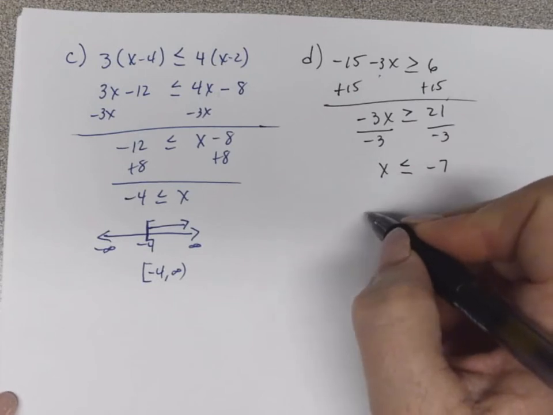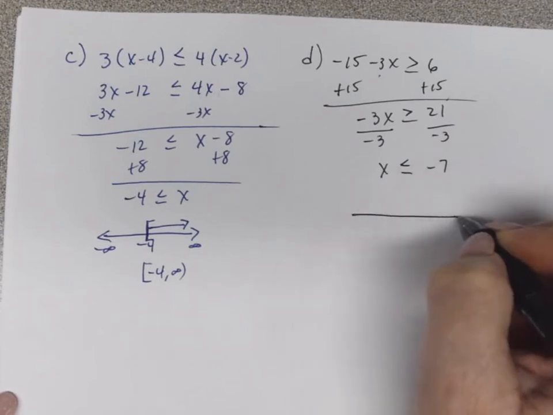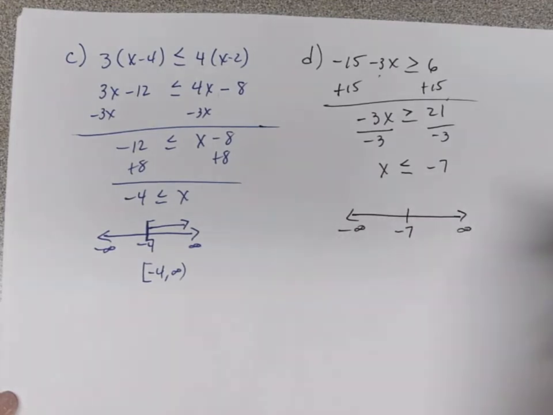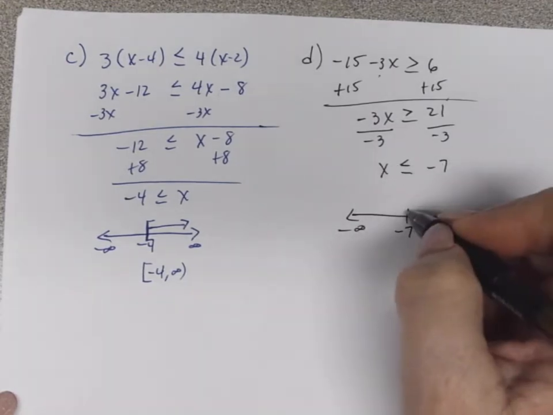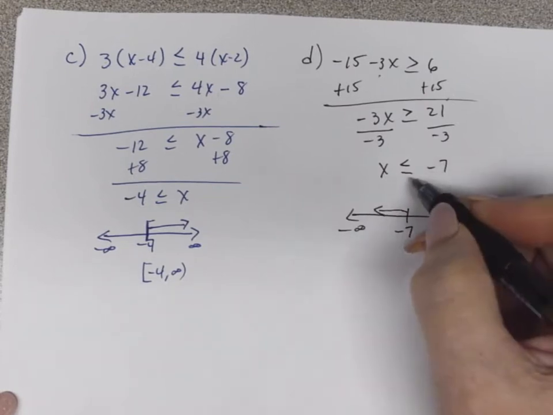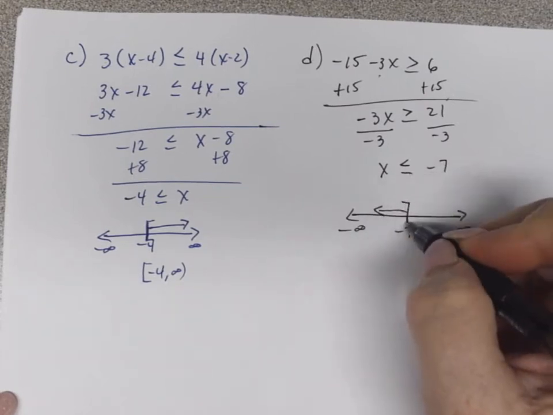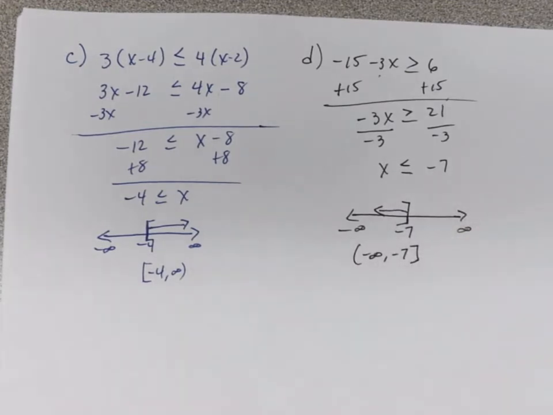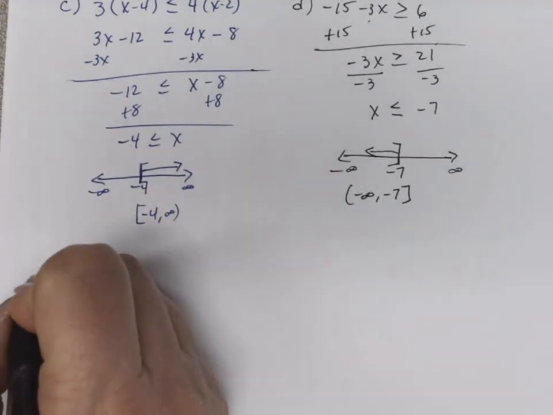And now we'll draw our number line. We need a negative 7, and we need our infinities. X is less than, so it's going to go to the left. And it's got an equal to part, so it gets a bracket. So negative infinity to negative 7 with a bracket. All right. Next one, we're going to use some radical notation. So this will be number 5.